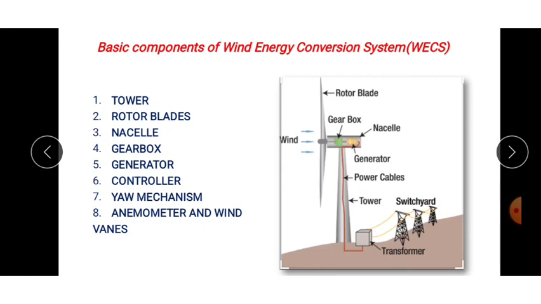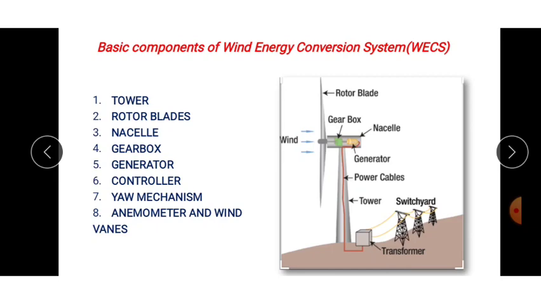Nacelle is a box which is placed in between rotor blades and tower. Nacelle houses components like shaft, gearbox, generator, turbine controllers, etc.